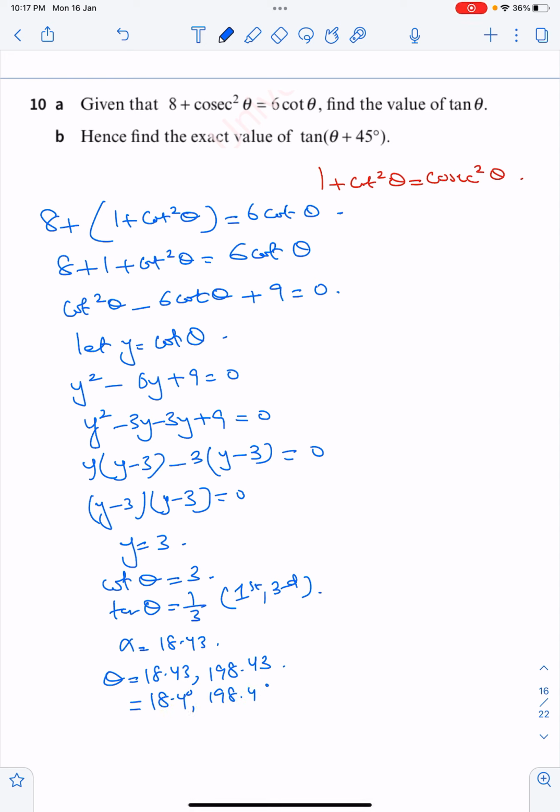This is the first part done. Hence find the exact value of tan of theta plus 45.